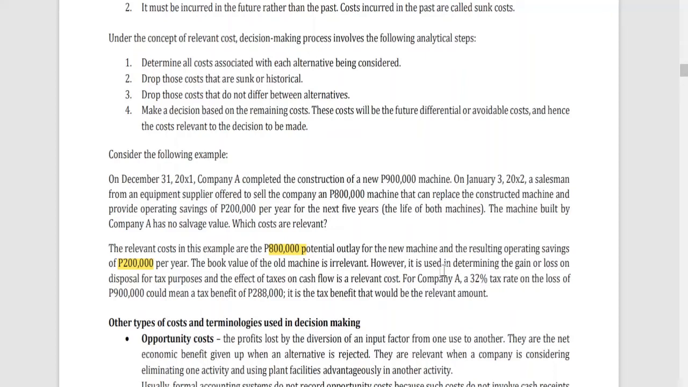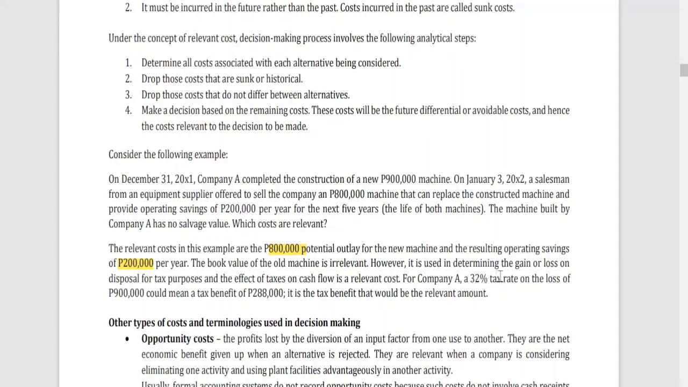So although the old machine is considered as irrelevant, it is still used to determine any gain or loss on disposal. Kaya diba, i-replace man nila ang old machine, kaya pulihan man sa new machine. Di man siya additions to the machine, but it is a replacement. So tanggalon ang old machine once you bought the new machine. So there would be gain or loss on the disposal of the old machine for tax purposes, and the effect of taxes on the cash flow will be a relevant cost.